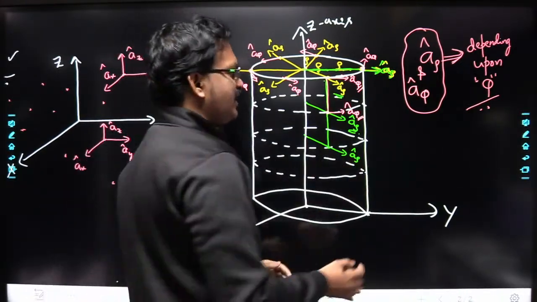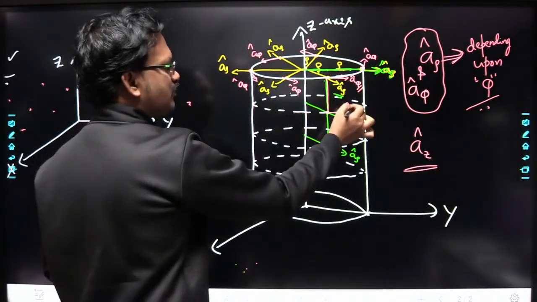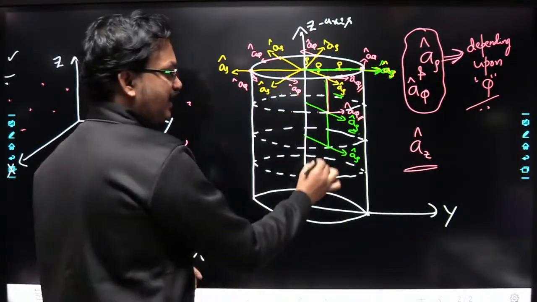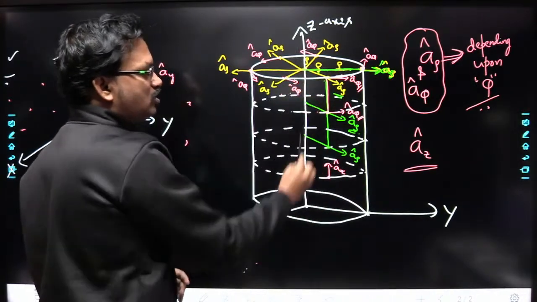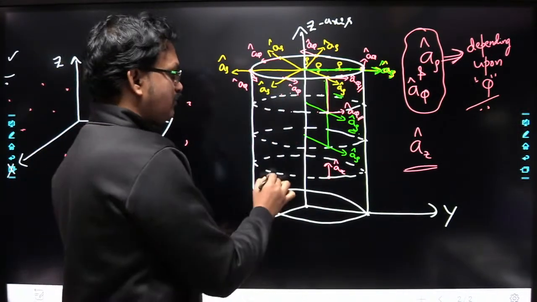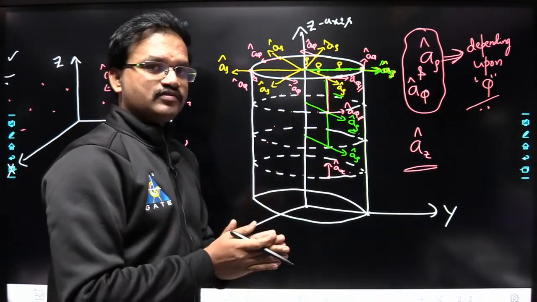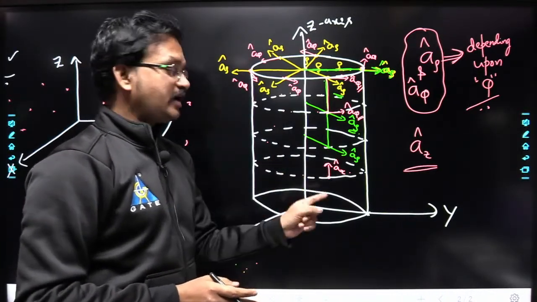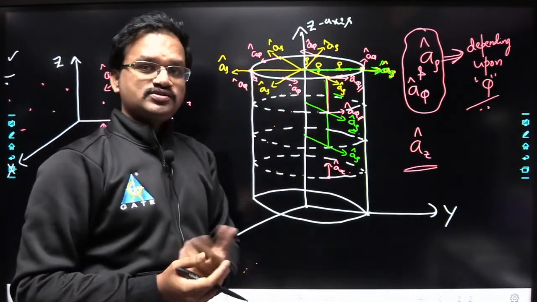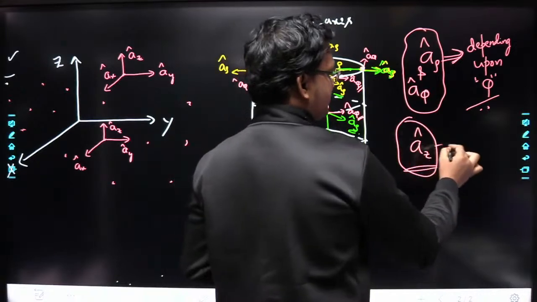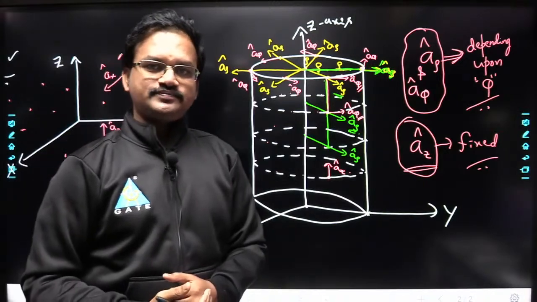Understood? Now if you consider a_z cap here, whatever the point you take on the surface of the cylinder, the direction of a_z cap will always be parallel to what? Parallel to the z axis. Yes or no here? Irrespective of the point, the direction of a_z cap will always be parallel to the z axis. That means a_z cap direction is fixed. Yes or no? It is always parallel to the z axis. Understood?